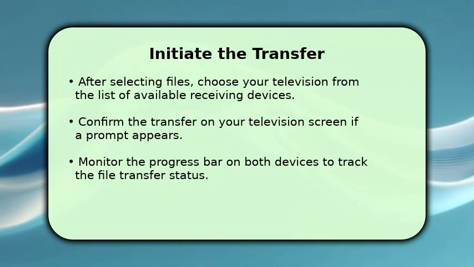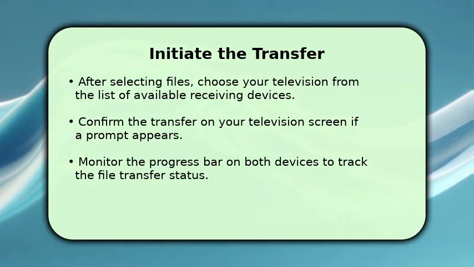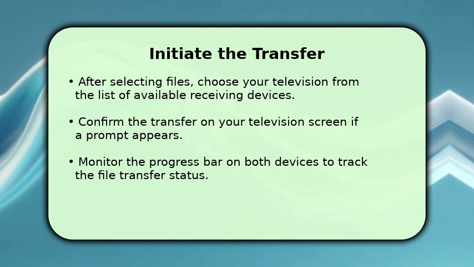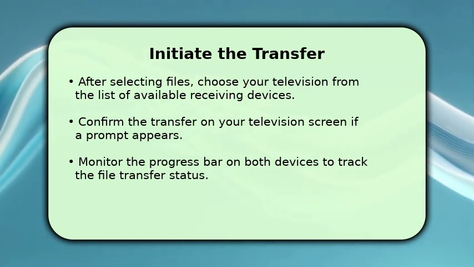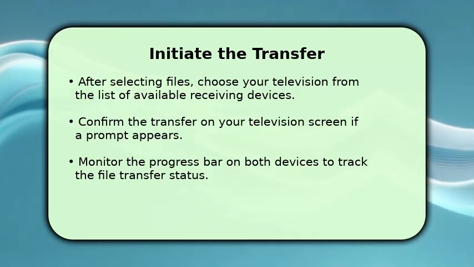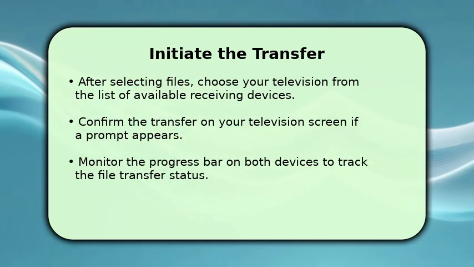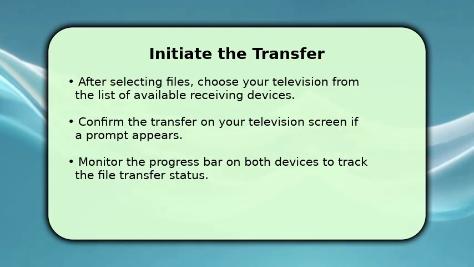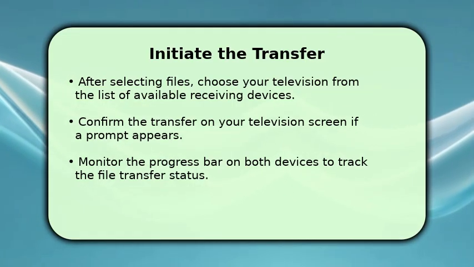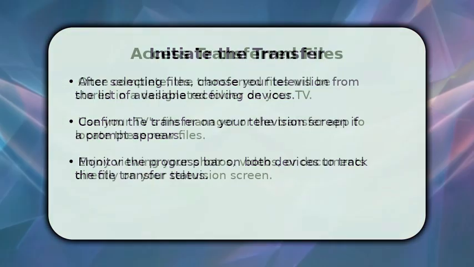With your files selected, the next step is to initiate the transfer. The app on your mobile device will display a list of available receiving devices. Simply tap on your television's name from this list. Sometimes, your TV might show a confirmation prompt. Just accept it to proceed. You'll then see a progress bar on both your phone and TV, showing you exactly how much of the file has been transferred. Transfers are usually very quick.